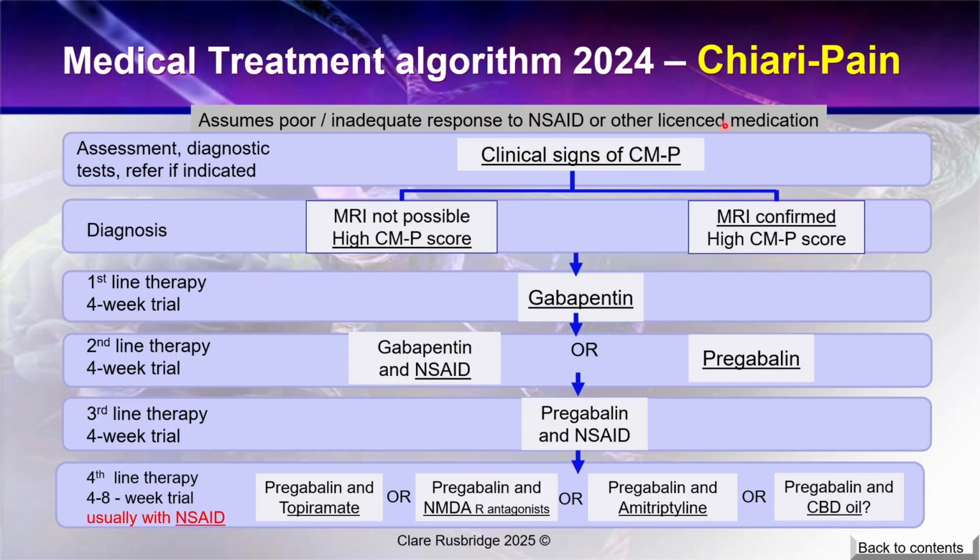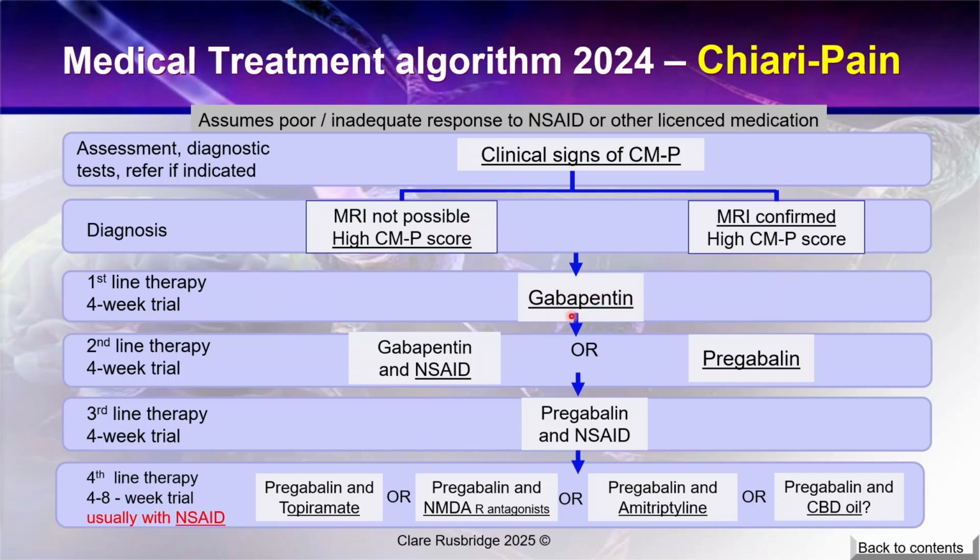And this assumes that a dog has already been given a licensed medication, but they've made a poor response to that. So first of all, diagnosis. Ideally, you would have an MRI confirmed dog. If that's not possible, then it would be lovely if you could use the Chiari Check, because that will give you a score. Otherwise, you'll have to make your assessment based on the clinical signs of Chiari Pain that I've listed earlier in this lecture. So does the dog have sleep disruption? Is the activity affected? Do they have postural pain, etc.?